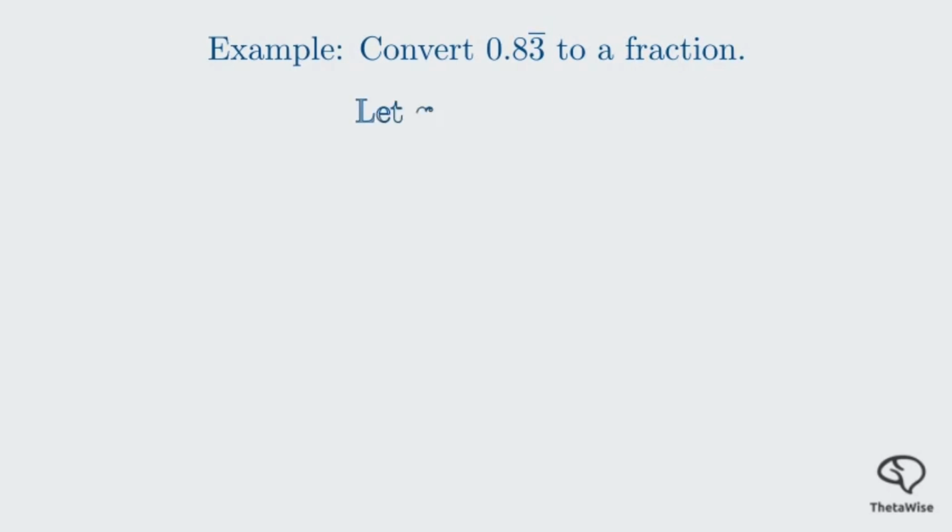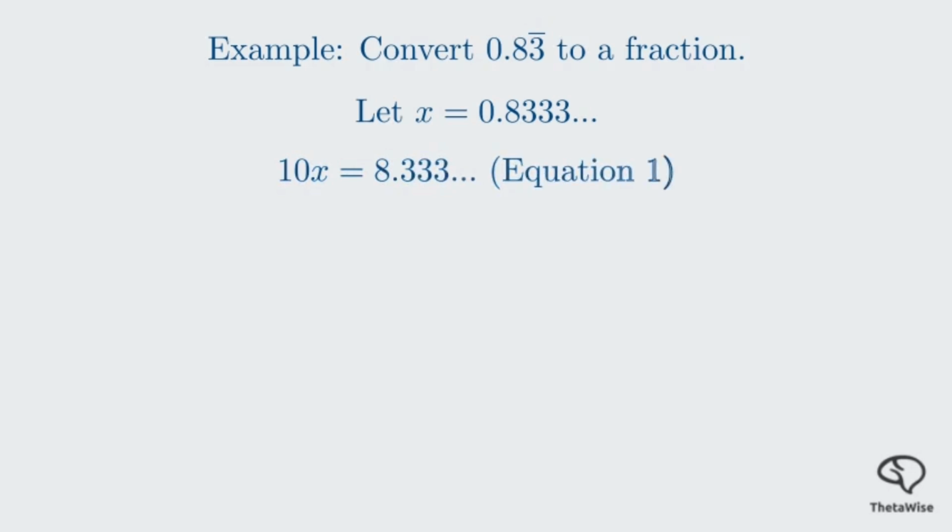First, we set our decimal equal to x, so x equals 0.8333. Second, we need to move the decimal point so it's right in front of the repeating part. Right now, it's before the 8. We need it to be before the 3. To do that, we multiply by 10. So, we multiply both sides by 10. That gives us a new equation. 10x equals 8.333. Let's call this equation 1.